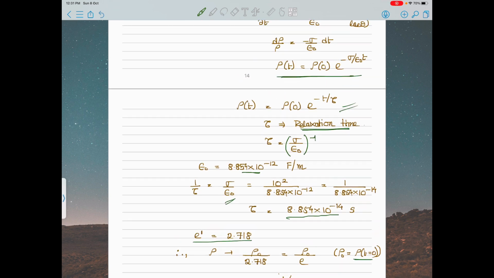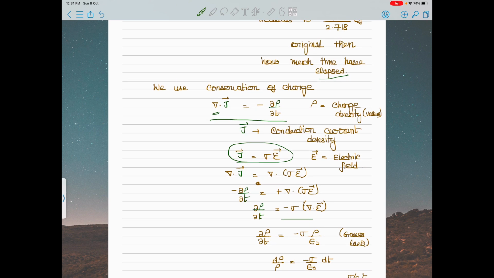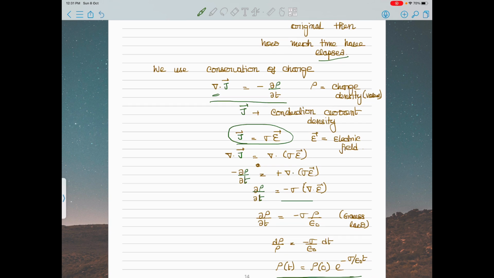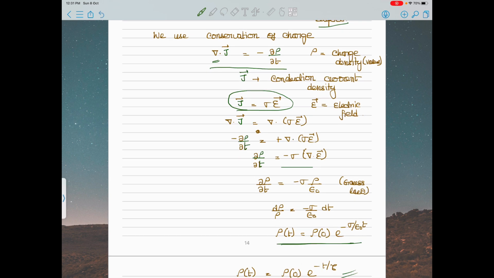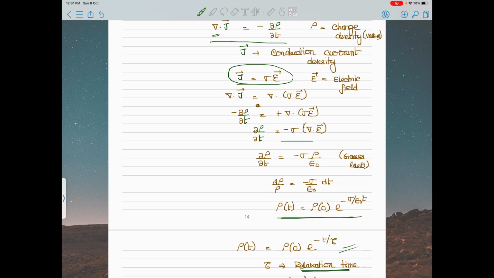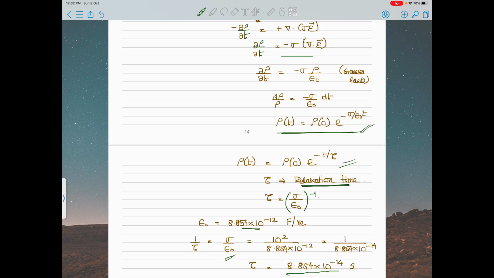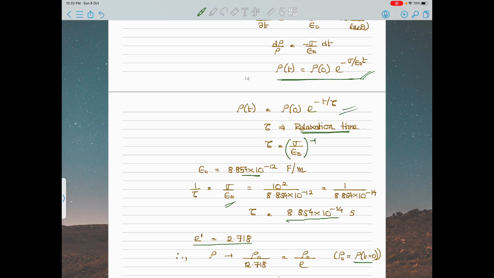So what we have done here, we have used the continuity equation, that is del dot J is equal to minus delta rho by delta t, which connects the conduction current density with the volumetric charge density. With that, we proceeded where conduction current density is sigma times E. We used the continuity equation to find out the relation of how the charge density decreases with time. We have got this as the expression, where tau is sigma by epsilon naught inverse. So tau becomes equal to 8.854 into 10 to the power minus 14 second.